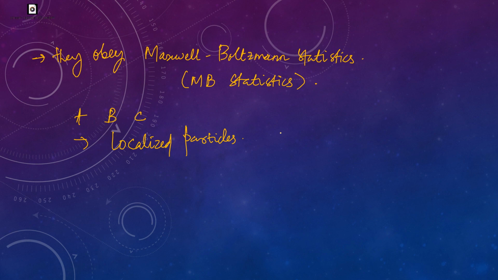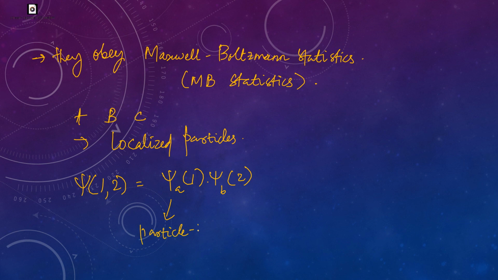For example, there is a two-particle system. The total wave function for distinguishable particles, psi(1,2), will be equal to psi_A(1) times psi_B(2). So we can say that particle 1 is in state A, and particle 2 is in state B.